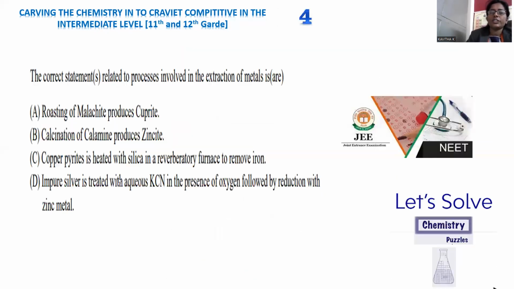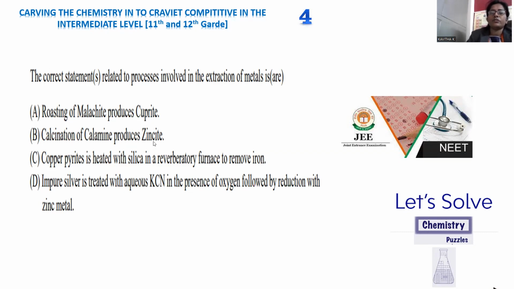Move on to question number 4. The correct statement related to the process involved in the extraction of metal. We are going to extract, the metallurgical process based question. Again it is part of the JEE Advanced 2023 question paper. Roasting of malachite produces cuprite. Let's see whether it is correct or not.